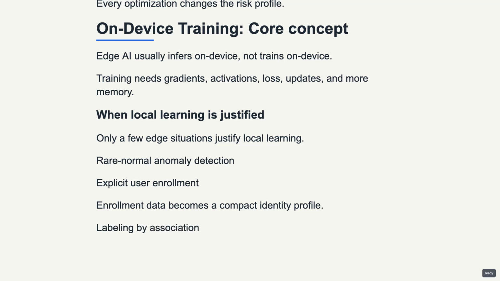A third pattern is when a label can be inferred from context instead of being typed in by hand. Usage logs, charge cycles, and similar traces can act as indirect targets, which makes forecasting and scheduling possible with local learning.